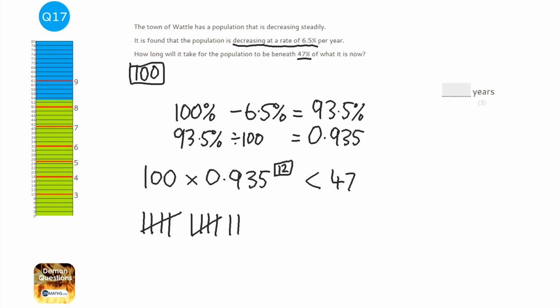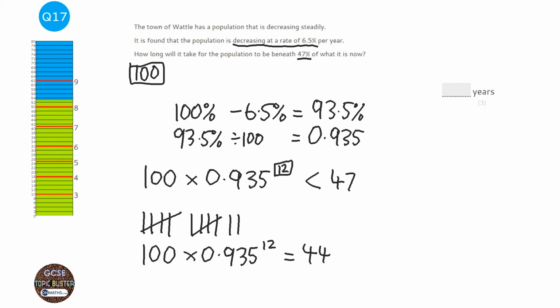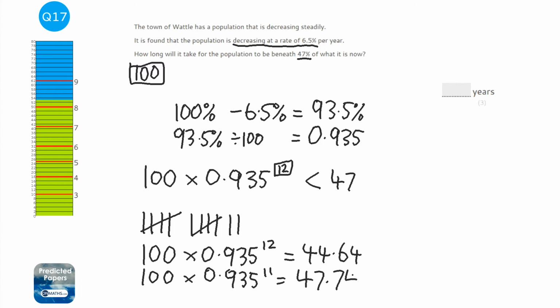Now, I'll always want to check that because my counting is not necessarily the best when under pressure. So I'm just going to do 100 times 0.935 to the power of 12 to check that I've got this right. So 100 times 0.935 to the power of 12, and I get 44.64. And I'm just going to check that that was the first time it went under. So I'm going to do it to the power of 11, and what I can do is just scroll through my working out on the calculator and change the 12 to 11 and press equal, and that's 47.744 and so on.